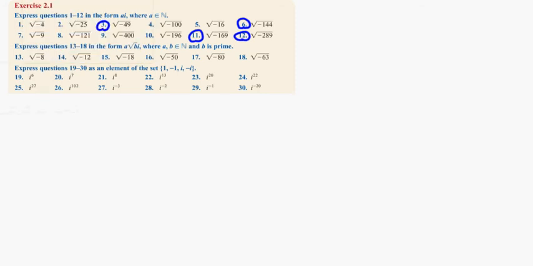Okay, so 3, 6, 11 and 12 are done as follows. The square root of minus 49. Now to do the square root of minus 49, what we do is we separate out the numbers.